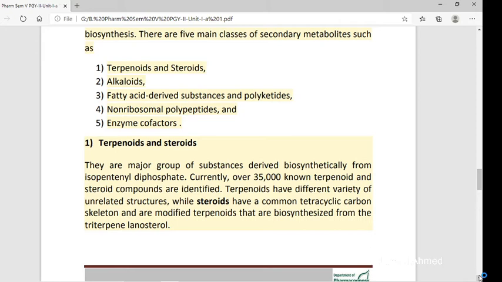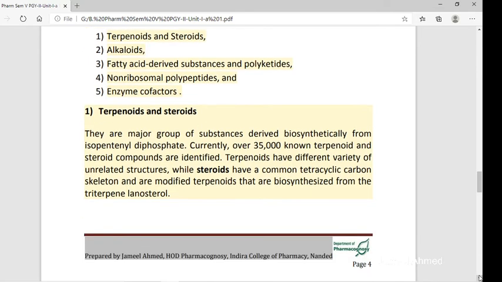Amongst these, terpenoids have a variety of unrelated structures. Steroids have a common tetracyclic carbon skeleton and are modified terpenoids that are biosynthesized from the triterpene lanosterol. Structurally, steroids have a basic steroidal skeleton, a tetracyclic carbon skeleton in their structure.